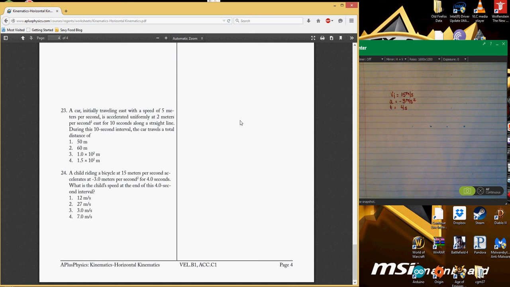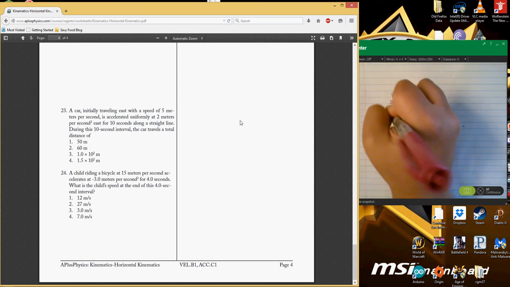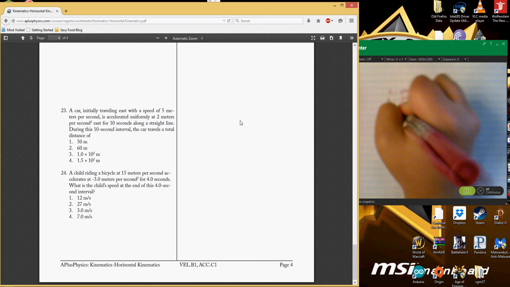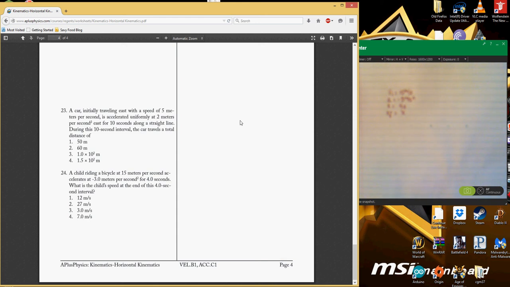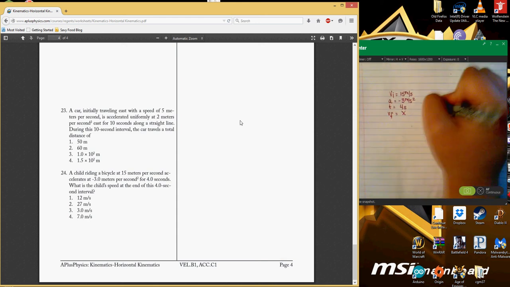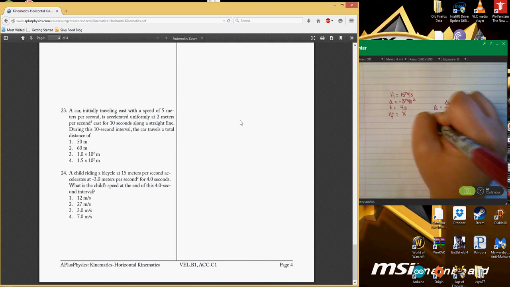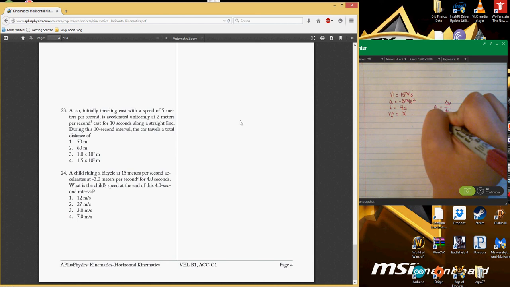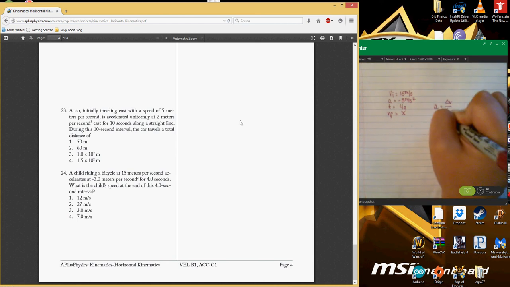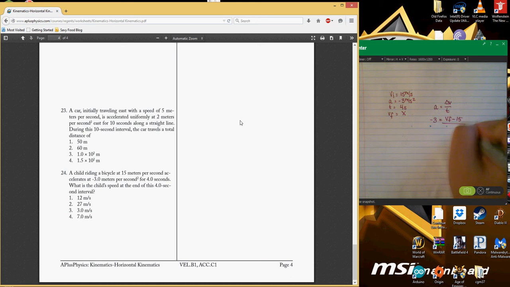So for question 18, if the truck traveled a distance of 95 meters in 5 seconds, which is our time, we know that the velocity of this truck is going to be 95 divided by 5, which is 19 meters per second.